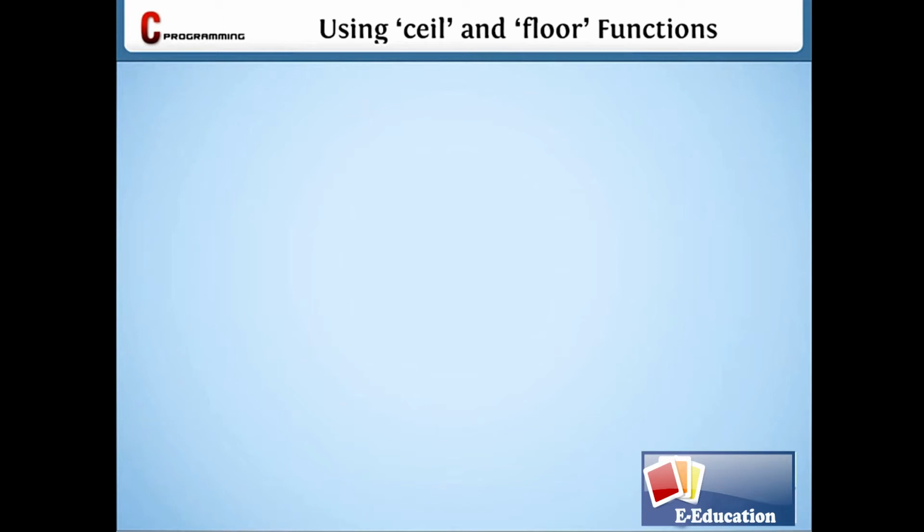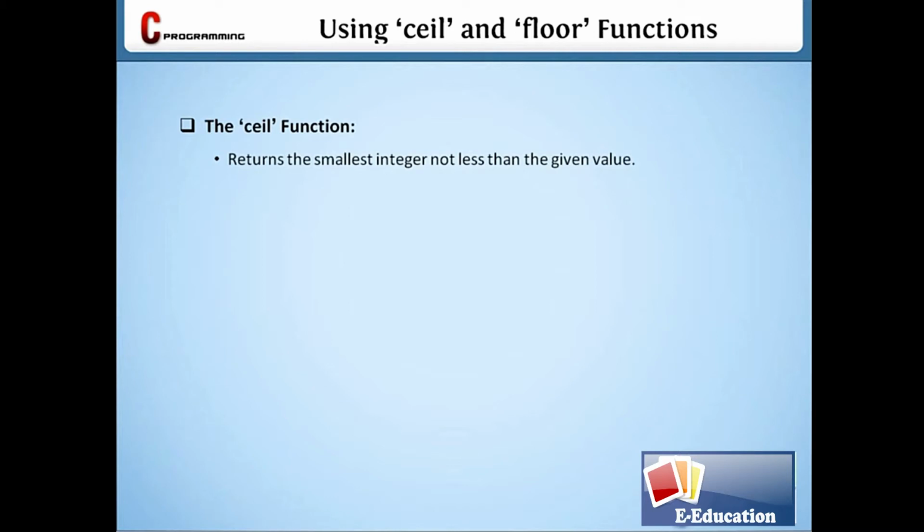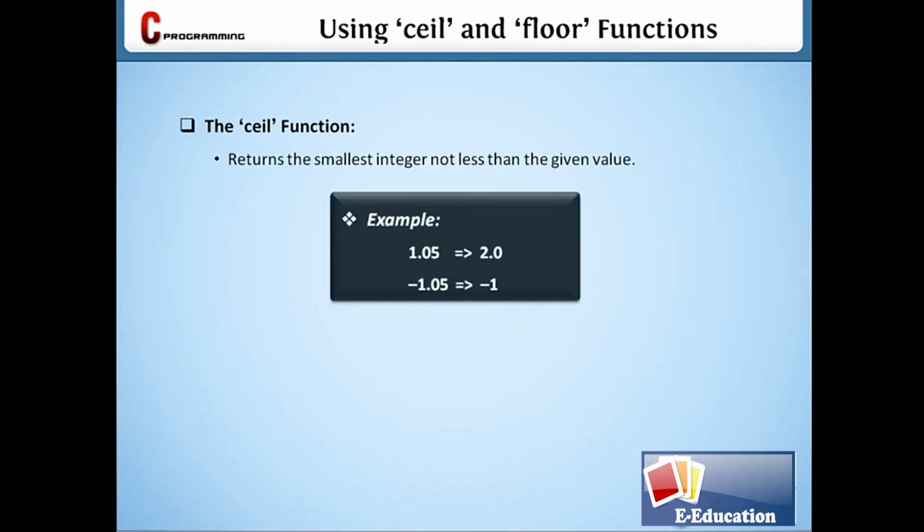In this lesson, we will see ceil, which stands for ceiling, and floor functions. The ceil function returns the smallest integer, represented as a floating point value, not less than the given value. For example, if you gave 1.05, the ceil function would return 2.0. Similarly, if you gave minus 1.05, ceil would return minus 1.